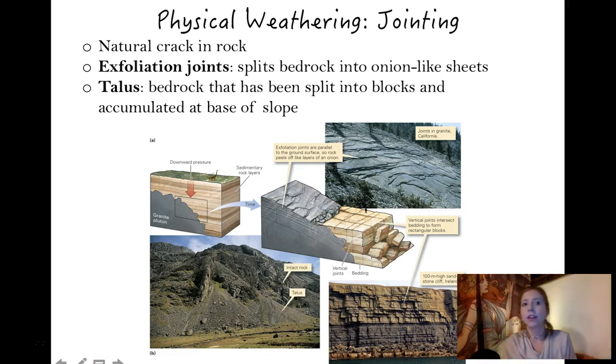Let's begin with jointing. Jointing starts with a natural crack in the rock. And so we have these natural cracks in the rocks that are weak spots. An exfoliation joint splits bedrock into onion-like sheets. So just think about as you're peeling layers off an onion, they're peeling away at these weak spots. So those would be joints. And whenever you see a pile of blocks at the base of a slope, that is an example of talus.